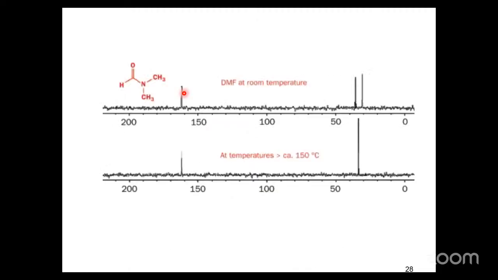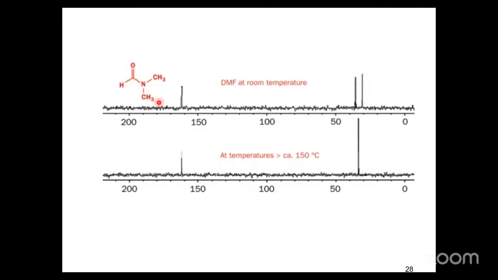This is the DMF spectrum. The structure of DMF we have already seen. At room temperature, let me know how many types of carbon are there. The methyls are the same, and there is the carbonyl carbon, so you should see two carbon peaks. At high temperature, like 150 degrees Celsius, only two peaks are observed. The peak around 32 is for the methyl, while the peak around 165 is for the carbonyl.